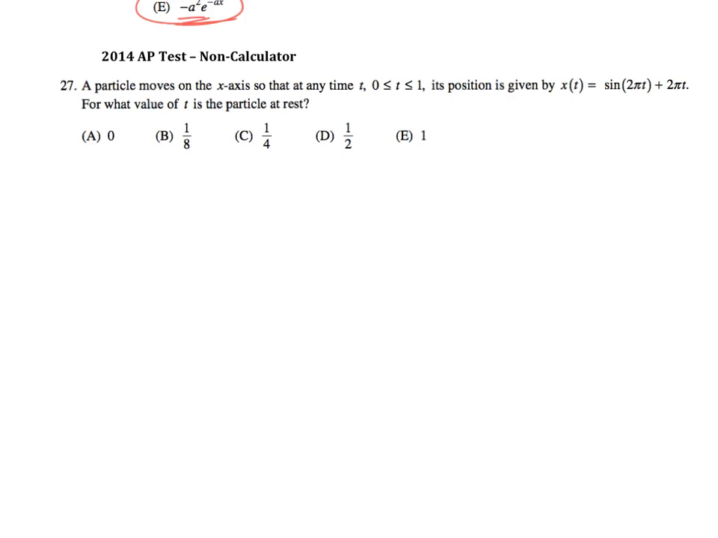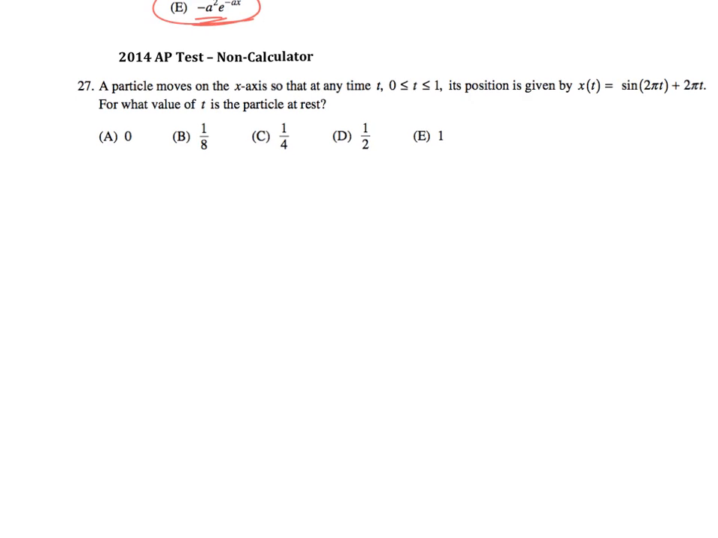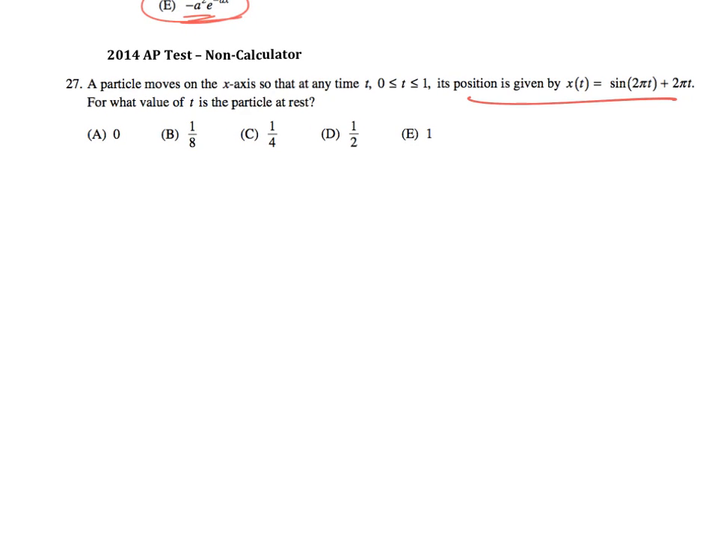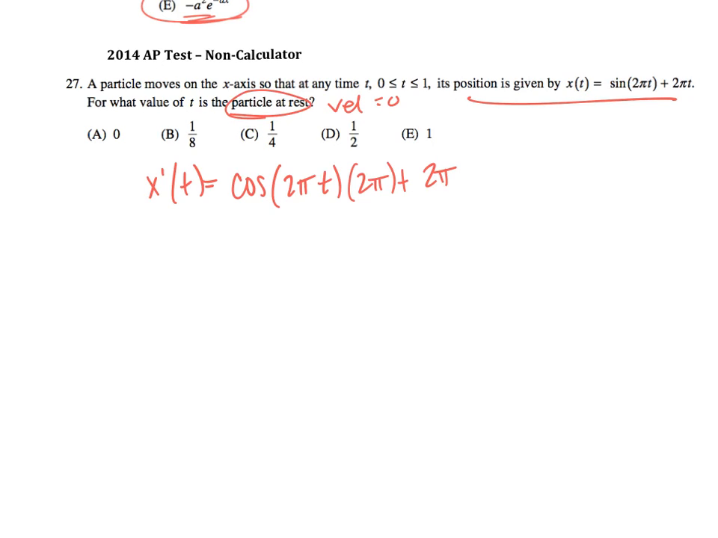Okie dokie. They gave the position of a particle as the following. They want to know when is the particle at rest. That's going to happen when its velocity is 0. We got to go find the velocity, which is the derivative. The derivative of sine is cosine, leave the angle, times the derivative of the angle. The derivative of 2 pi t, 2 pi are just a constant, so that's going to be my derivative.